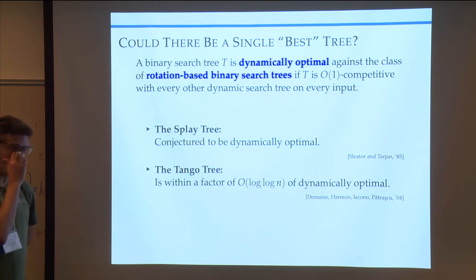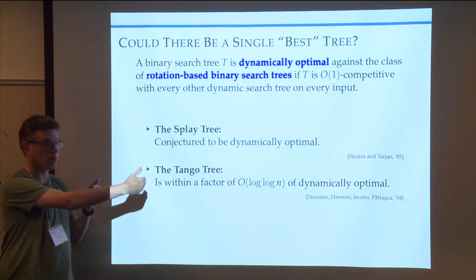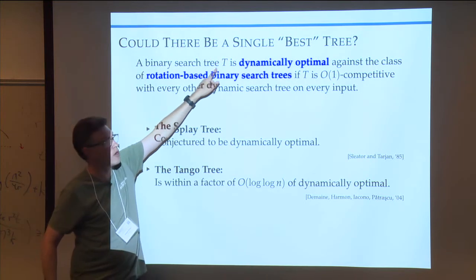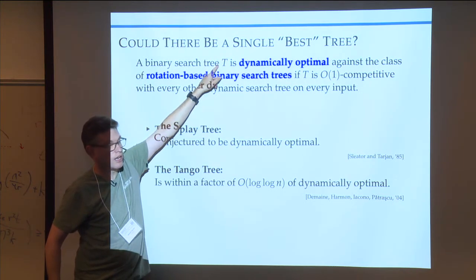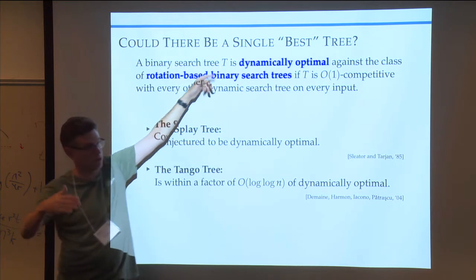Well, when we talk about dynamic optimal and constant competitive, it's usually that you see only the sequence of queries you've seen so far, but you don't get to see the future. So normally the way you think about it is our tree T doesn't get to see the future. It has to make its decisions just based on the past.